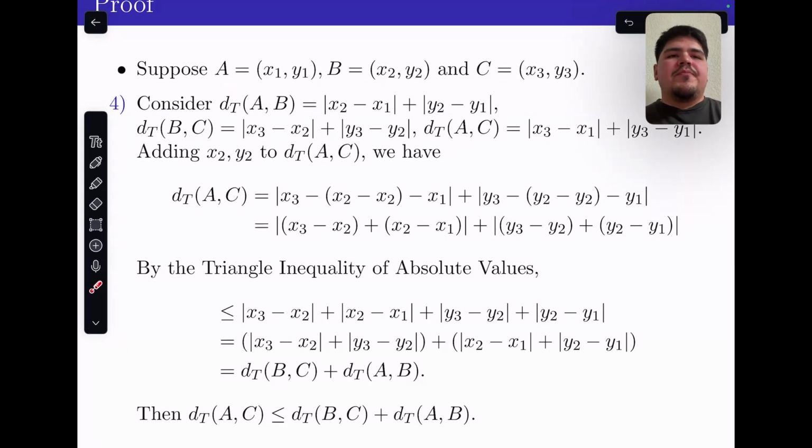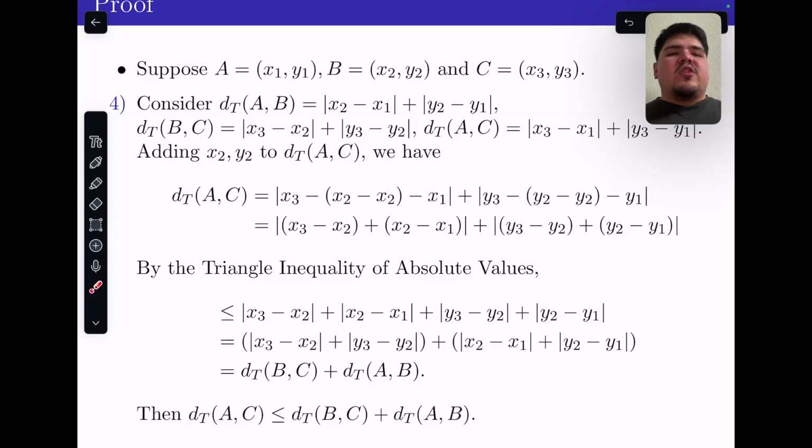Okay. Then the last one, you want to assume that A, B and C is given by these 3 points up here. So what you want to do is you get the formula for the distance between A and C, and you add x2 and y2 so that you get this formula right here, which is the absolute value of x3 minus x2 plus x2 minus x1 plus the absolute value of y3 minus y2 plus y2 minus y1.